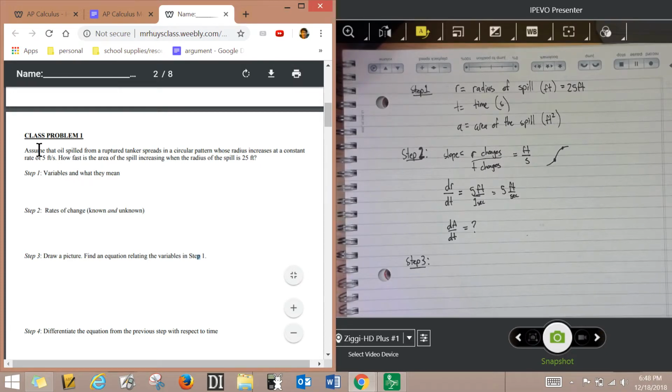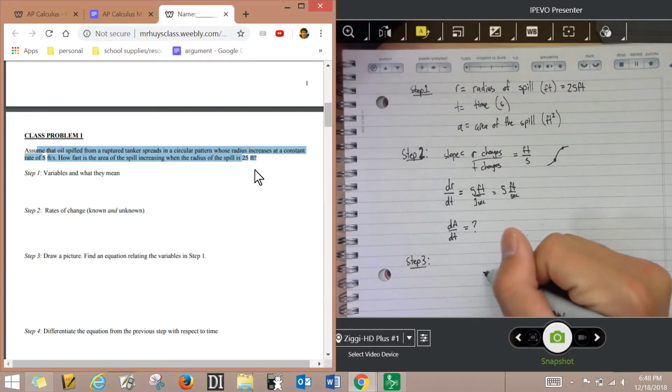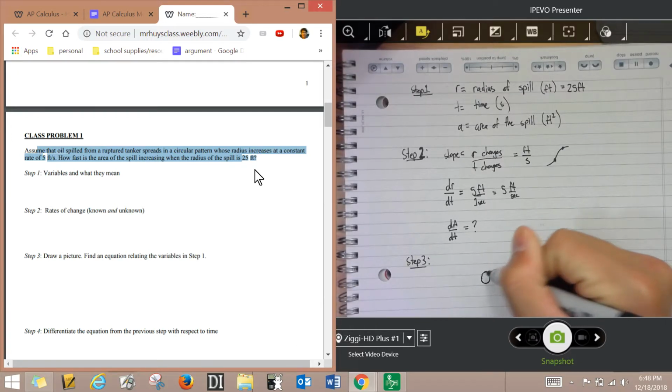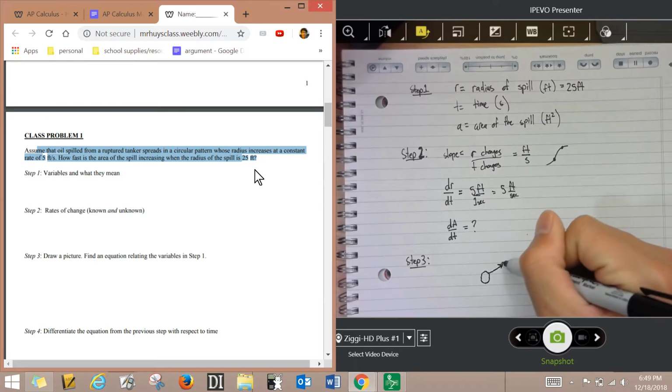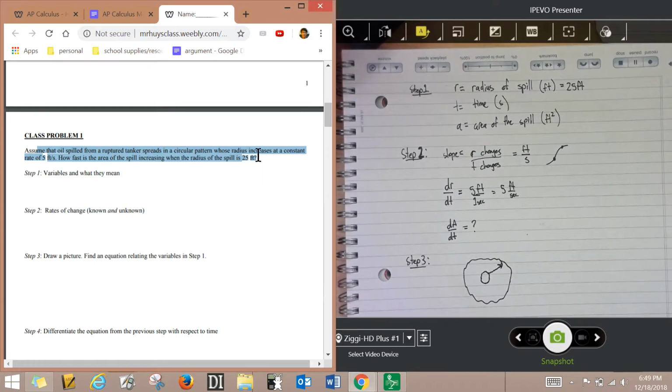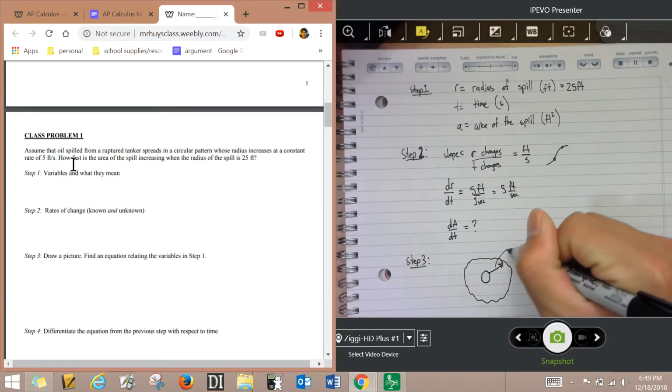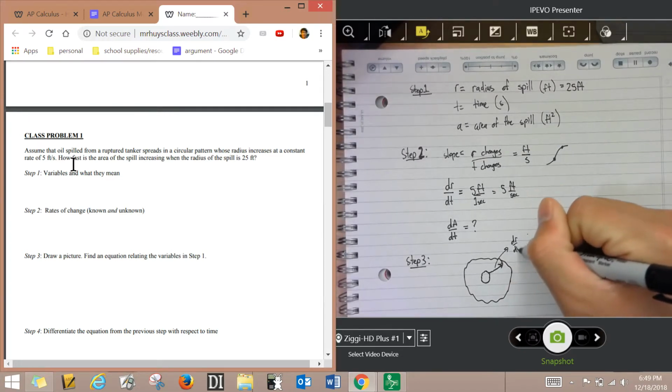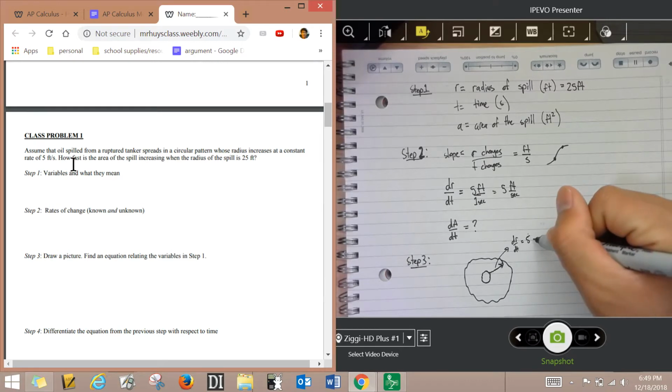Draw a picture of what's happening. Assume that oil spilled from a ruptured tank spreads in a circular pattern. So let's do that. I've got an oil spill right here. It's spilled, and it's a circular pattern, but it's ever increasing, in a bigger circular pattern. It's increasing at a constant rate of 5 feet per second. So this is dr over dt. It's increasing constantly at 5 feet per second.